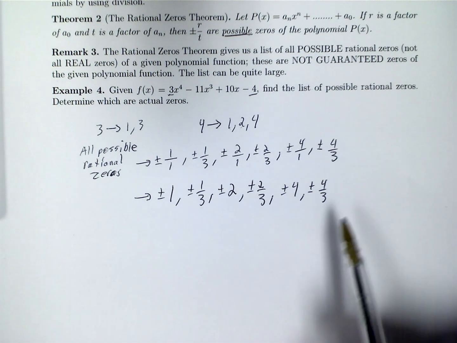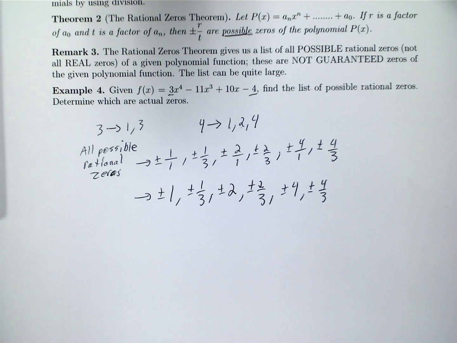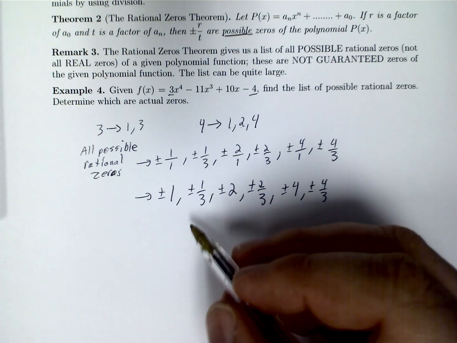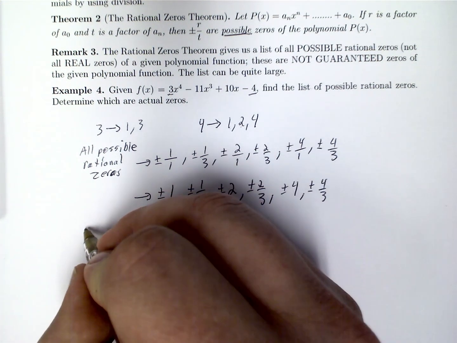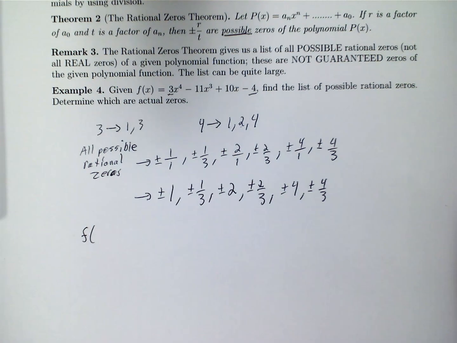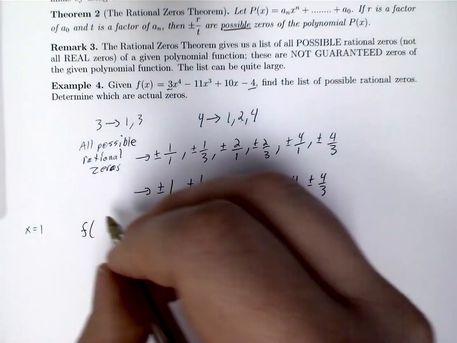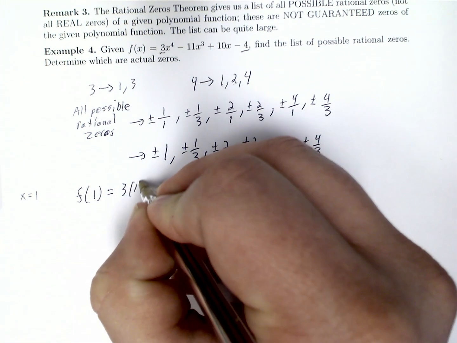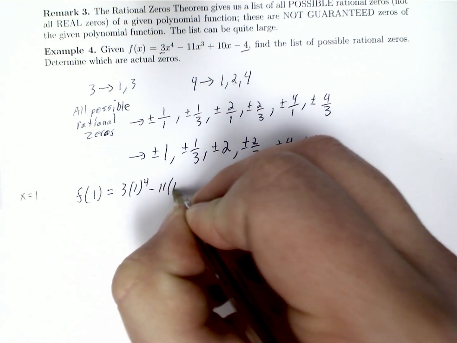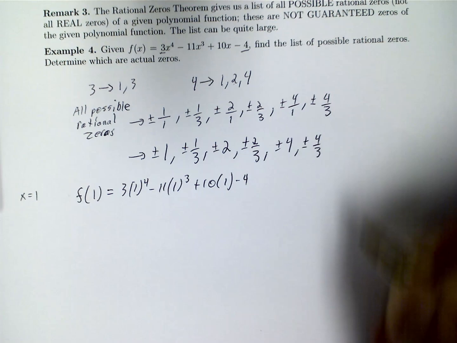Well, this is a list of all possible zeros, and we want to see which one of these are actual zeros. The way we can do this is to just immediately evaluate it. So let's try x equals 1. So we have f of 1 equals 3 times 1 to the fourth minus 11 times 1 to the third plus 10 times 1 minus 4.